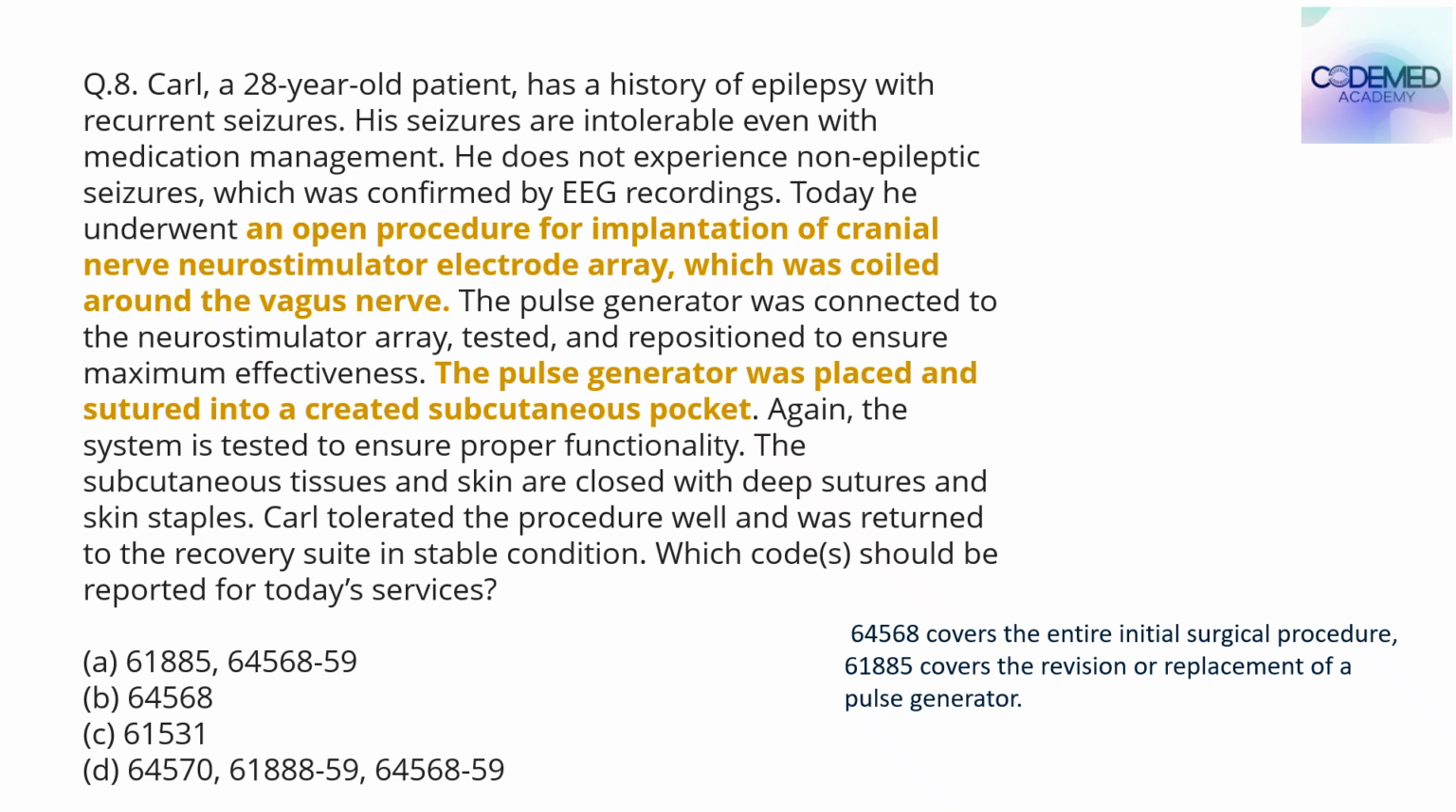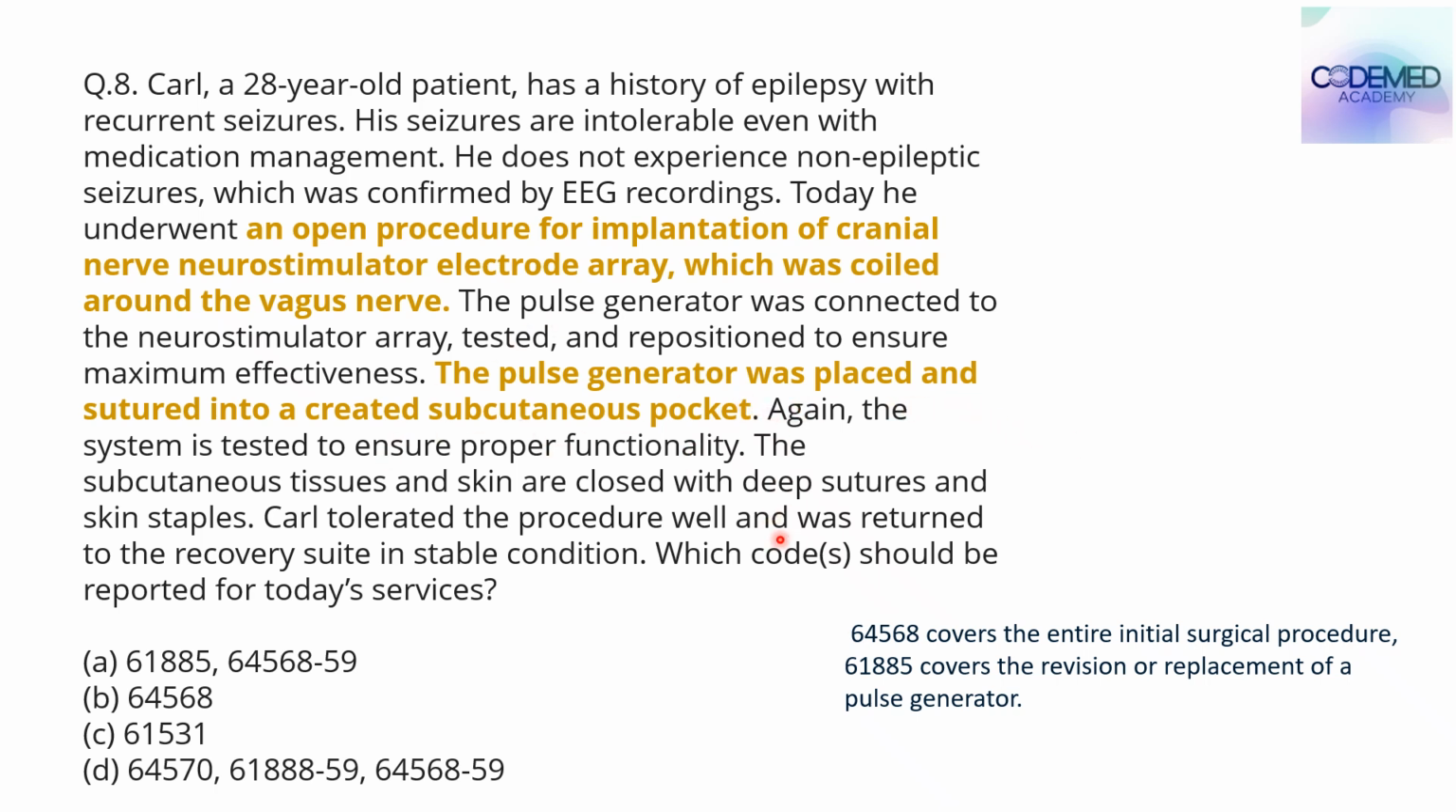Carl, a 28-year-old patient, has a history of epilepsy with recurrent seizures. His seizures are intolerable even with medication management. He does not experience non-epileptic seizures, which was confirmed by EEG recording. Today he underwent an open procedure for implantation of the cranial nerve neurostimulator electrode array, which was coiled around the vagus nerve. The pulse generator was connected to the neurostimulator array, tested and repositioned to ensure maximum effectiveness. The pulse generator was placed and sutured into a created subcutaneous pocket.